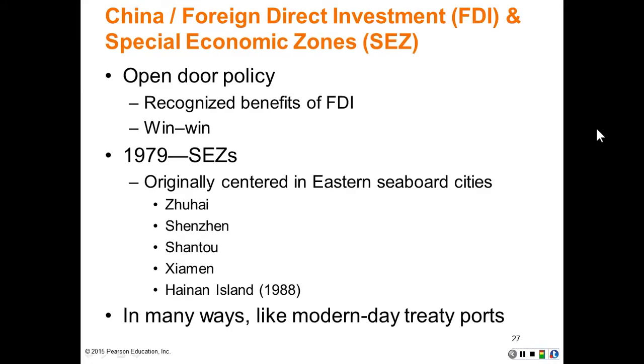Foreign direct investment and special economic zones, or SEZs. The open door policies have recognized the benefits of foreign direct investment, and it has been found to be a win-win situation for both the foreign countries that are making the investments as well as for China itself, and these industrial zones. The special economic zones were originally centered on the eastern seaboard cities. Hainan Island, for example, began to be developed extensively in 1988, with other regions on the seaboard also developing additional industrial capabilities. And in many ways, as we said, these are like the modern day treaty ports of the 19th century.